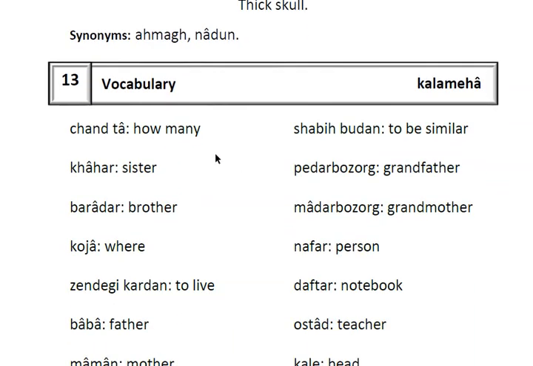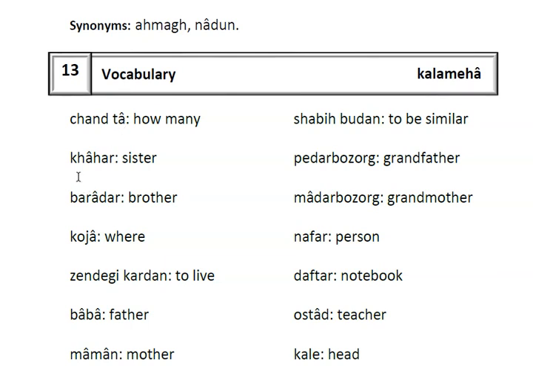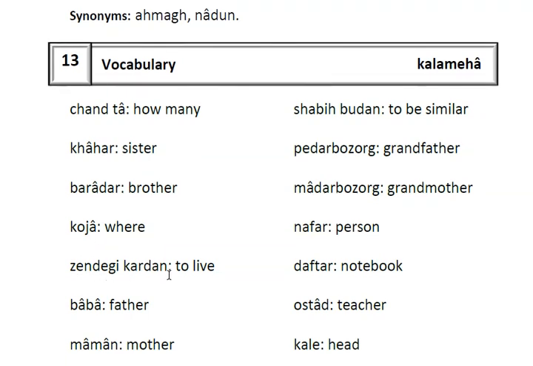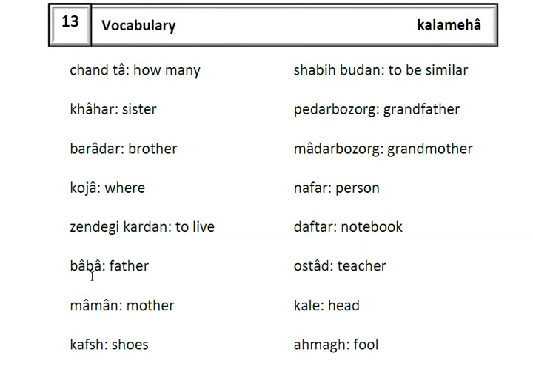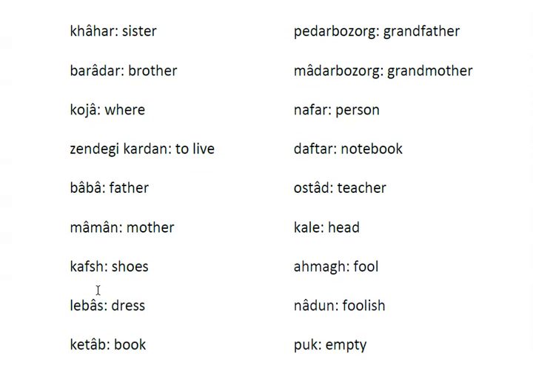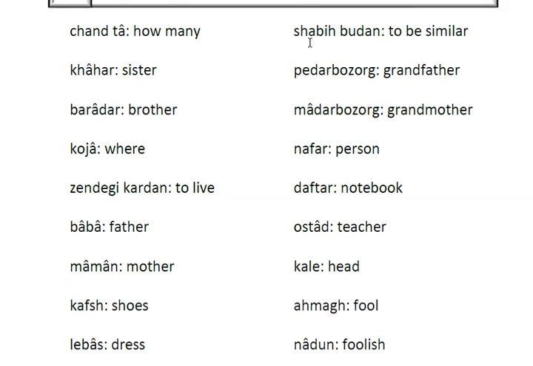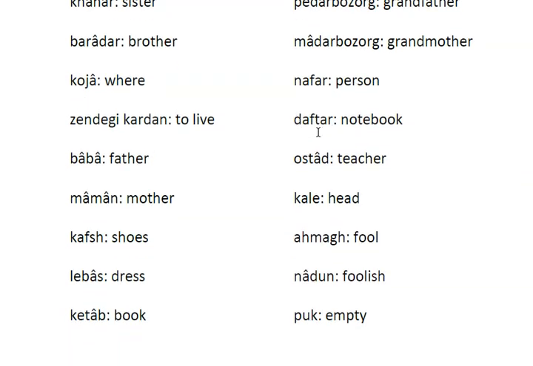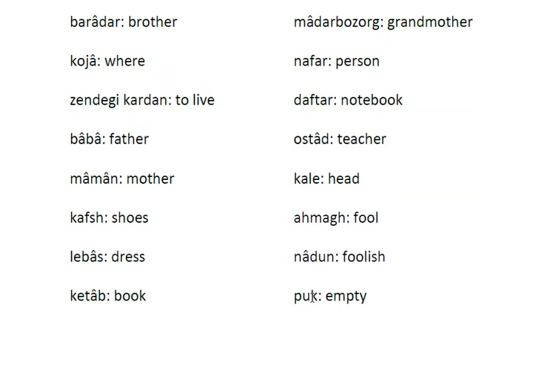Let's take a look at some vocabulary. چند تا. خواهر، برادر. کجا؟ زندگی کردن. بابا، مامان، کفش، لباس، کتاب. شبیه بودن, to be similar. پدر بزرگ، مادر بزرگ. نفر، دفتر، استاد، خاله، احمق، نادون. پوک. Pook means empty.